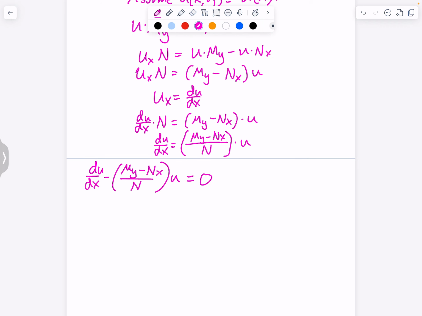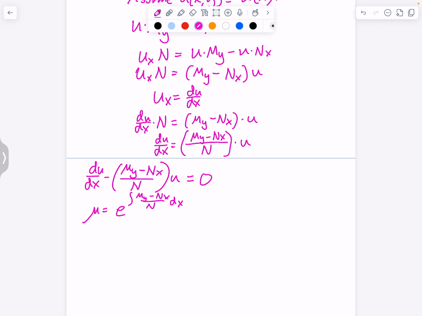That is first order linear. All right, it's the same thing that we've been working with, right? u prime and a u, and then everything else doesn't have a u in it. So that means that this u, or the integrating factor in this case, let's call it a mu. It's really called u, I guess, in this case. It's going to be e to the integral of (my minus nx) over n dx.